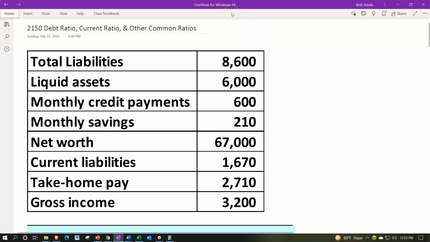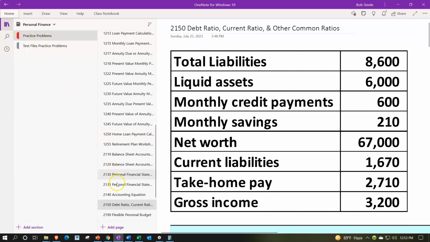Here we are in OneNote. If you have access to OneNote and would like to follow along, you're not required to, but if you would like to, we're in the icon on the left-hand side. We're in the practice problems tab, down in the 2150 debt ratio, current ratio, and other common ratios tab.